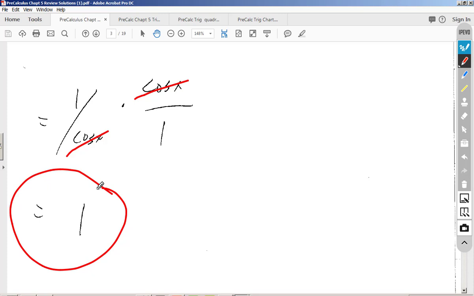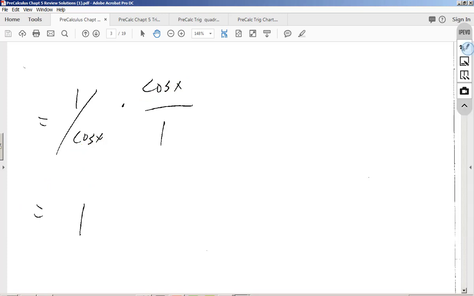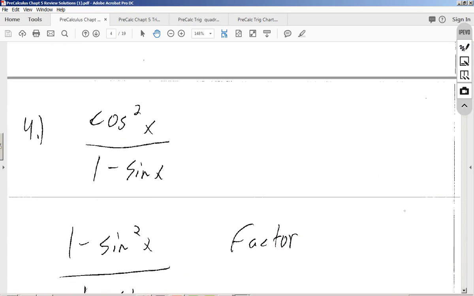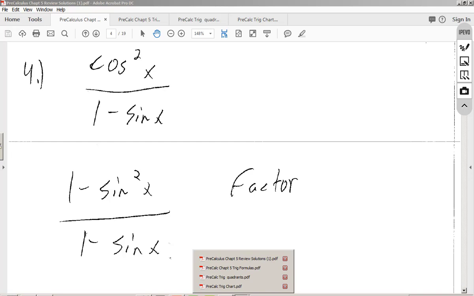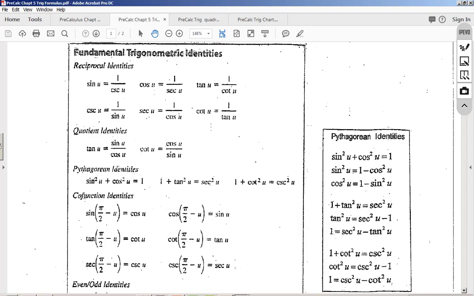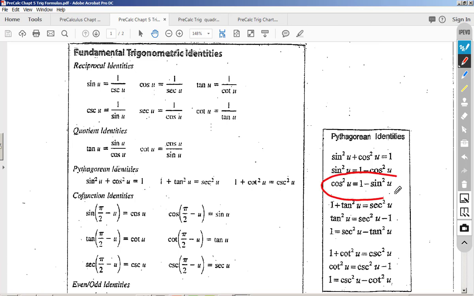On problem number 4, we've got cosine squared of x times 1 minus sine of x. We just want to simplify this. The first thing I'm going to do is go to my chart. Here's my trig formula sheet. It says that the cosine squared of x is going to equal 1 minus the sine squared. So that's going to be my first step.